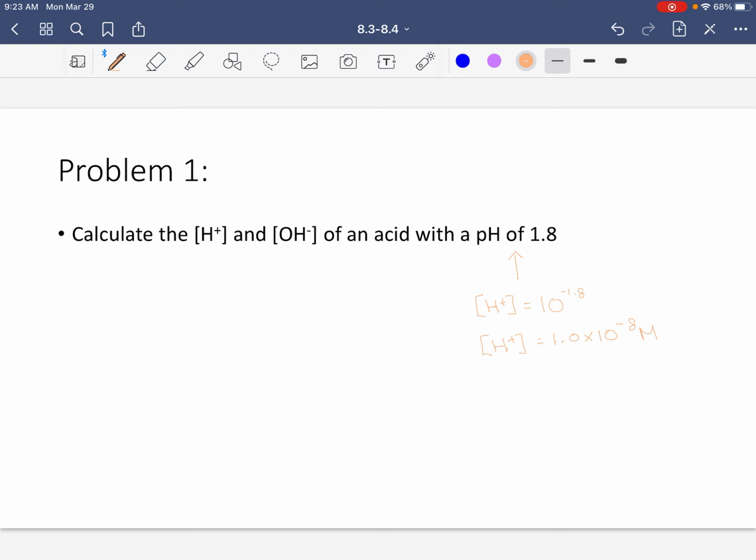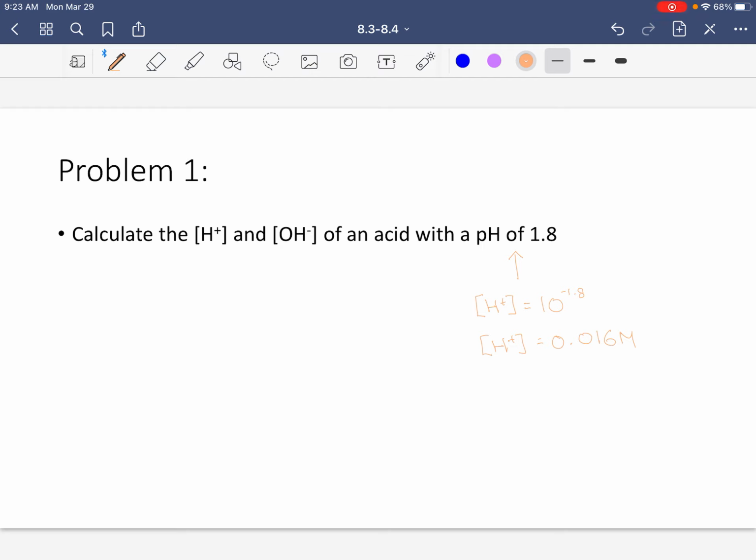I think I made a mistake. This doesn't look right, does it? Of course it doesn't. I must have typed in something else. Okay, the answer should be 0.016. Oh my goodness. Yeah, that almost gave me a heart attack there.